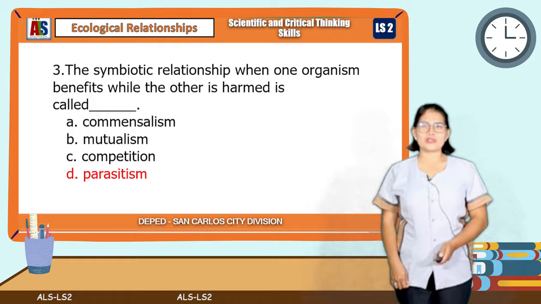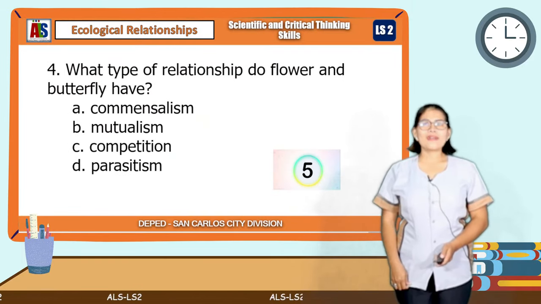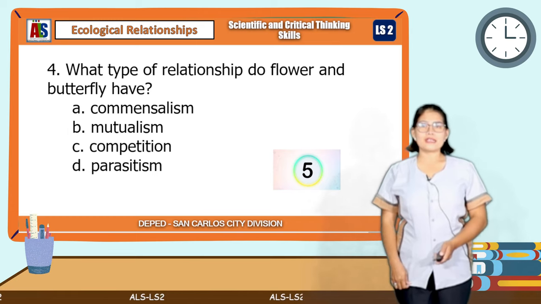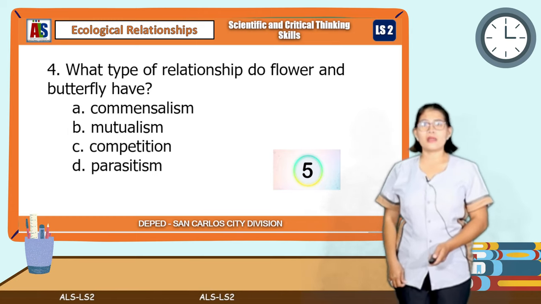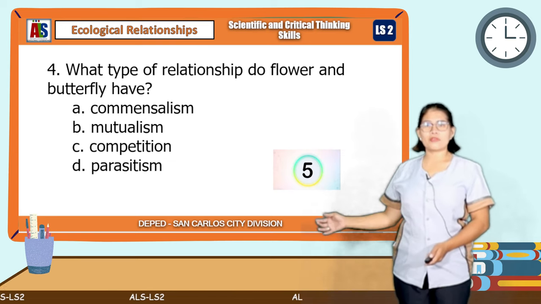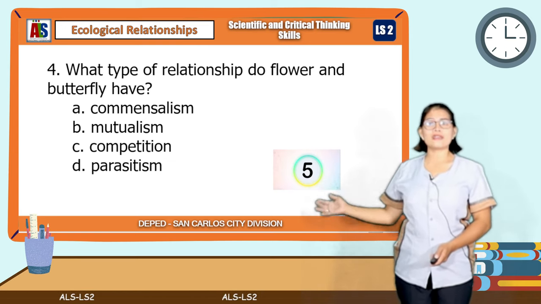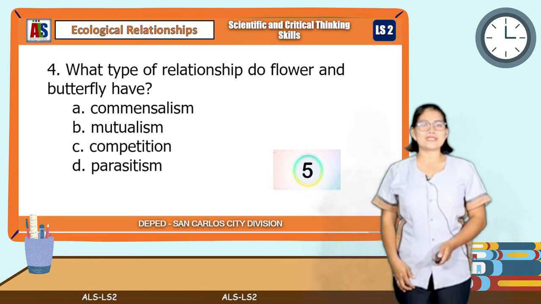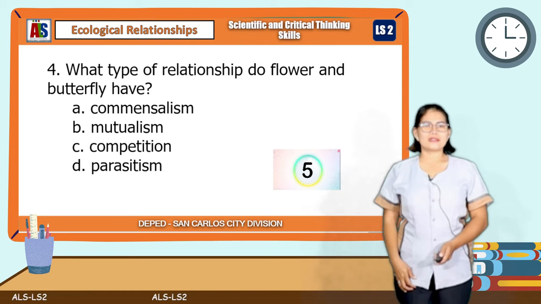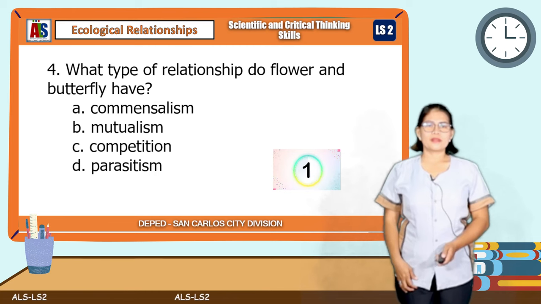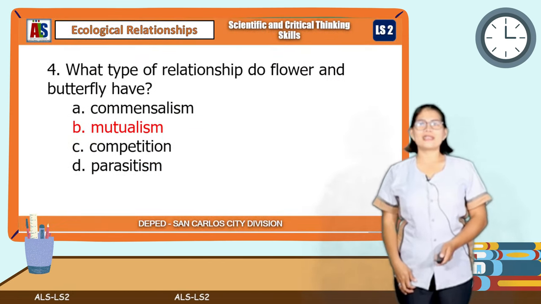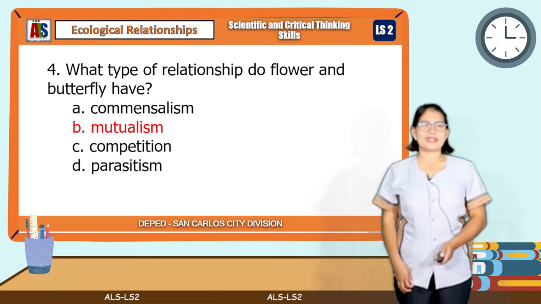Let's move to question number four. What type of relationship do flower and butterfly have? Is it letter A, commensalism, letter B, mutualism, letter C, competition, or letter D, parasitism? You have 5 seconds to answer. What is your answer? It is letter B, mutualism.